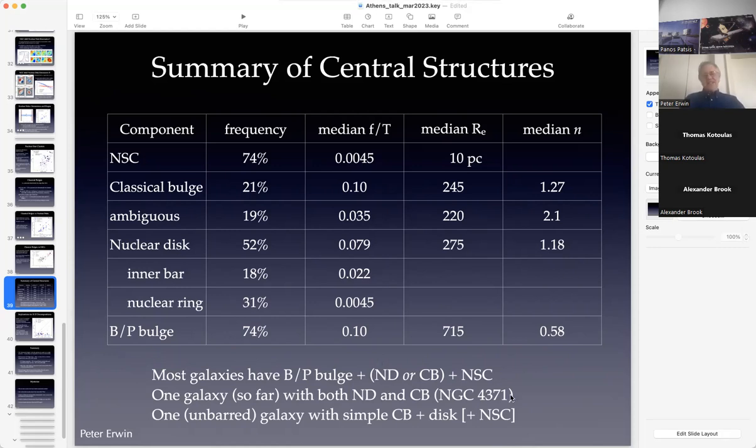We've only found one galaxy so far that has both a nuclear disk and a classical bulge. And we have only found one galaxy so far that has just a classical bulge and a disk and a star cluster.